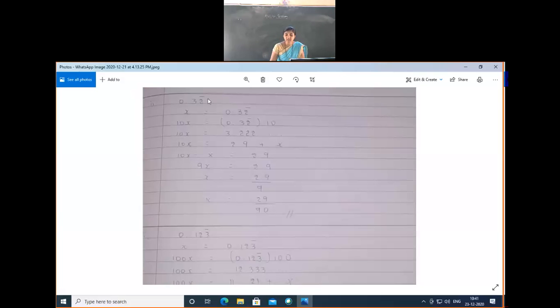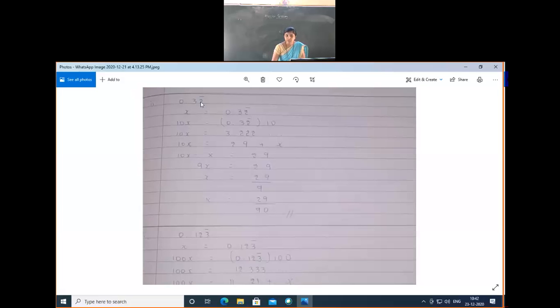Here a bar is there: 0.3 with 2 bar. What does it indicate? It indicates 0.3222222, so 2 continues up to infinity. 2 is in the repeating block. Now how to convert this into p by q form? There is one method. First we take the given number as x. x is equal to 0.32 bar. You all know this concept, right?